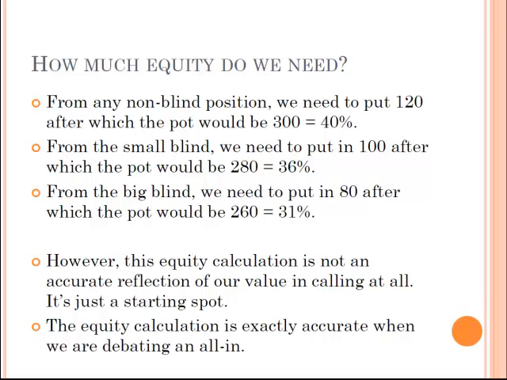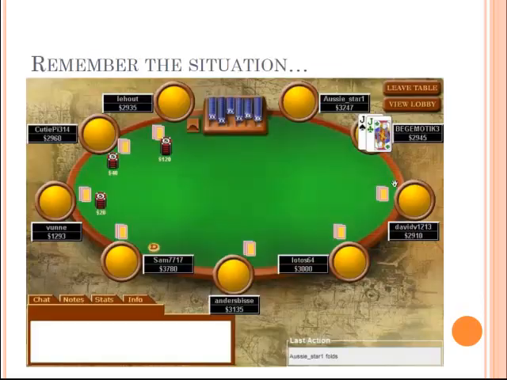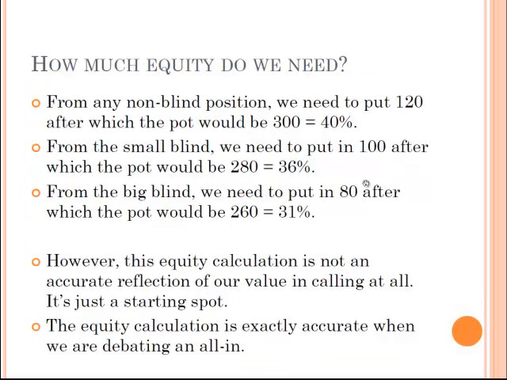Okay, good. From the small blind, our odds are a bit better because we already put in $20, right? So suppose we were in the small blind with these pocket jacks, then we would be putting in 100, after which the pot would be 120 plus 120 plus 40, 280. So as you can see, the percentage equity we need goes down to 36%. And from the big blind, it goes down to 31%. Okay, so this is only a starting point, though.